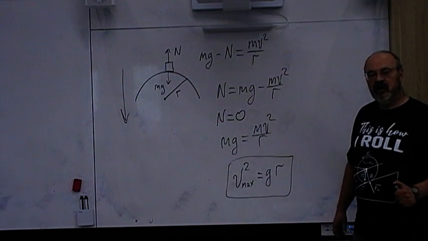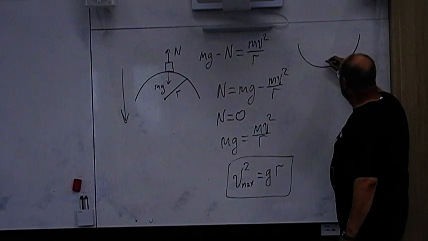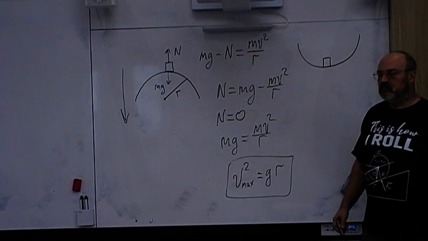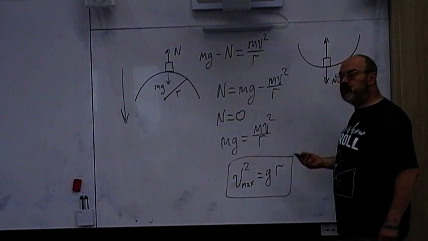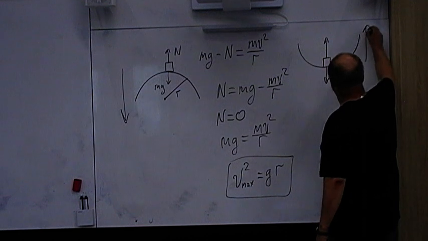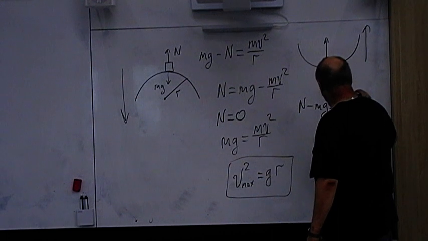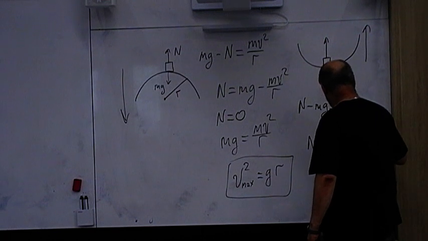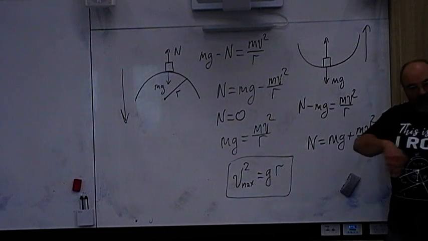Okay. Now, if a car is going through the dip, like this, which force is acting? Still the same forces, mg, and we have N. In which direction will the net force and acceleration be? Vertically up. So we'll have now N minus mg equal mv squared on r. So N equals mg plus mv squared on r. So you will feel heavier at the bottom.